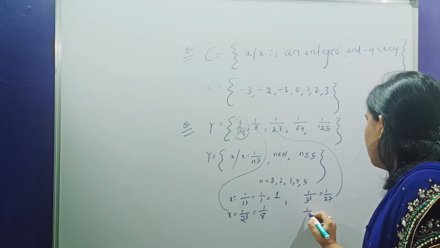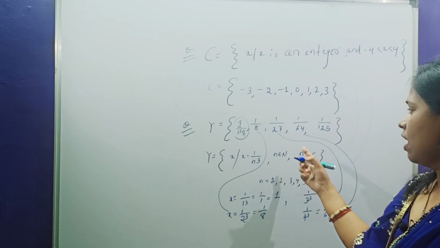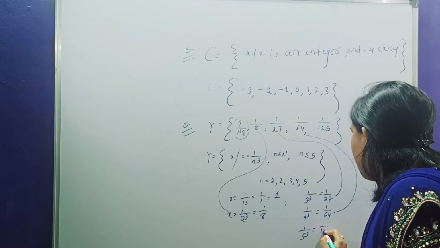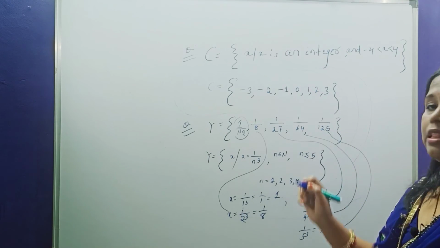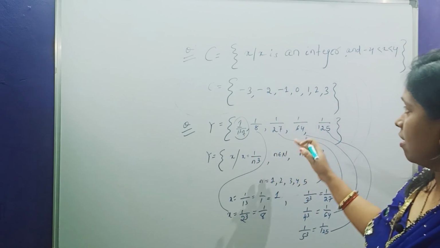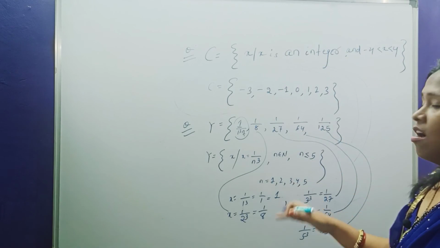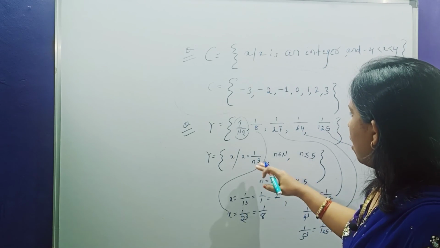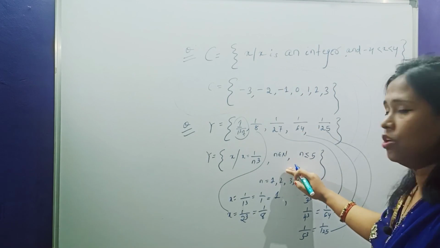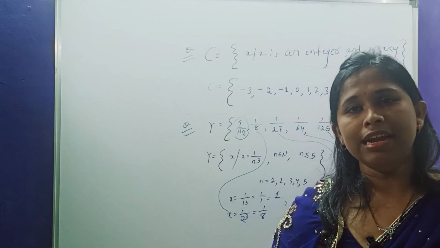Similarly, when n is equal to 4, 1 by 4 cube, that is 1 by 64. You are getting the fourth element. When n is equal to 5, lastly 1 by 5 cube, 1 by 125, you are getting the last element. So this is the conversion. This is from rule method to listing method, and this is from listing method to set builder method or rule method. So this is the conversion, how to express the set.